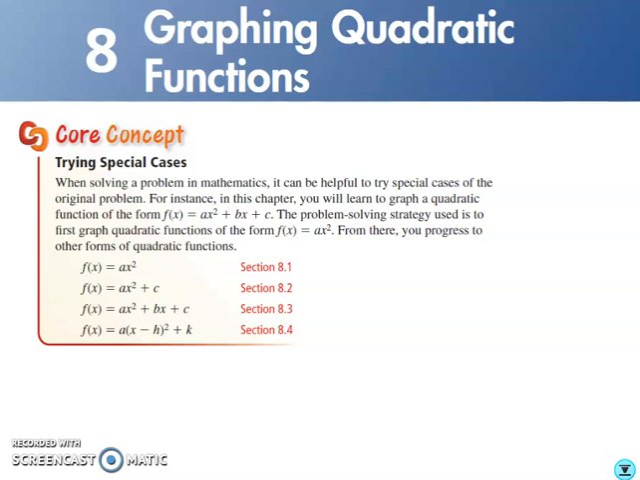Hello, in today's video we're going to be talking about graphing quadratic functions. In Chapter 7 we talked all about factoring quadratics, so now we're going to move on into graphing them. There are a few different forms that we're going to be looking at. The first form that we're going to be focusing mostly on today is f of x is a times x squared, which means we've got something like f of x or y equals a number, maybe 3, times x squared. And we are going to take that and graph it in a coordinate plane.